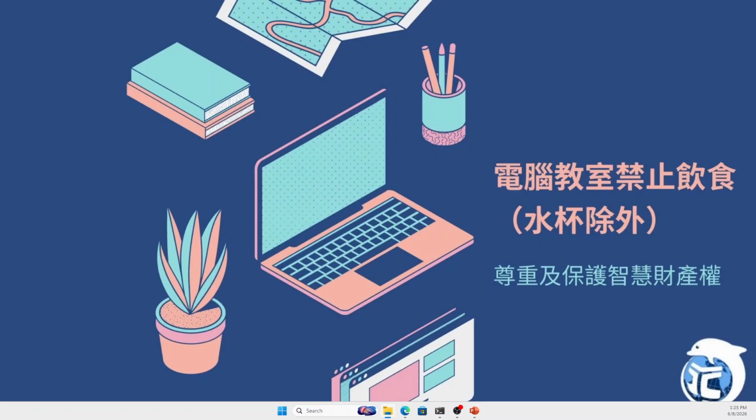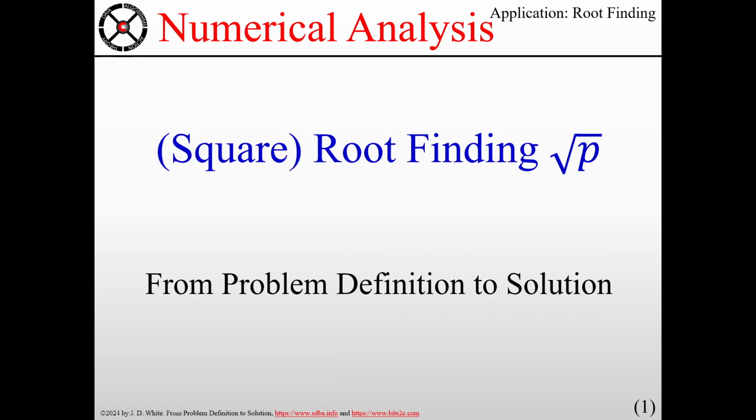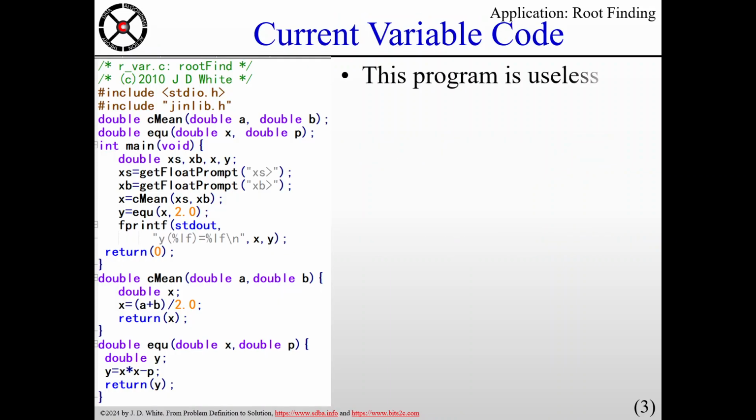Okay, let's go back to the square root problem. Remember what we've been trying to do: we want to find the square root of p. So far what we've done is this code. We get the small number and big number, and we manually enter xs and xb each time we run it.